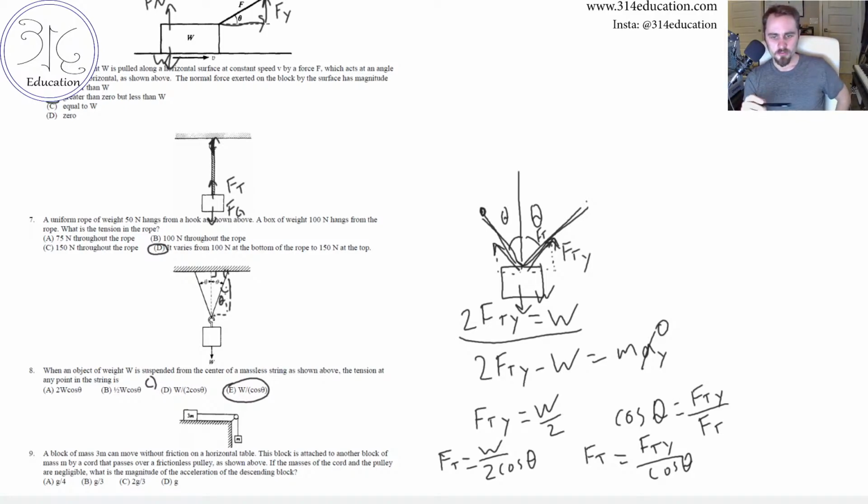Cool. Moving right along here, we've got a little diagram for number 9. A block of mass 3m is going to be moving frictionless on a horizontal table, and the block is attached to another block of mass m that's running over a pulley. And if we drop mass m, it's going to start to fall downwards and pull the mass 3m along with it. And we want to know what is the magnitude of the acceleration of the descending block.